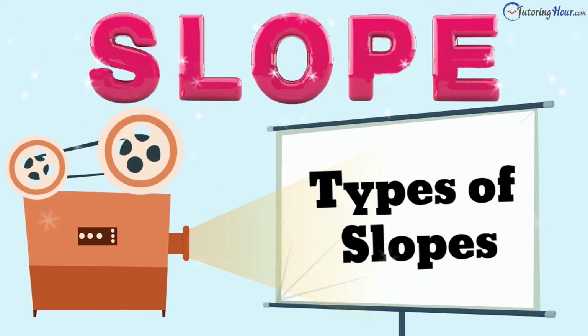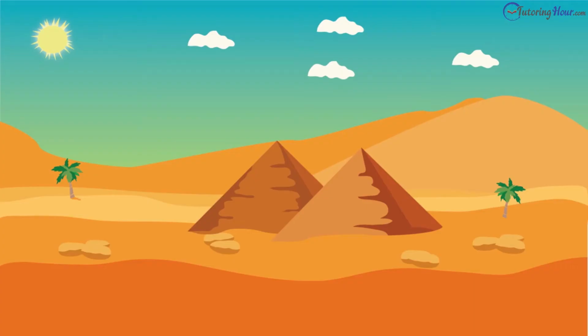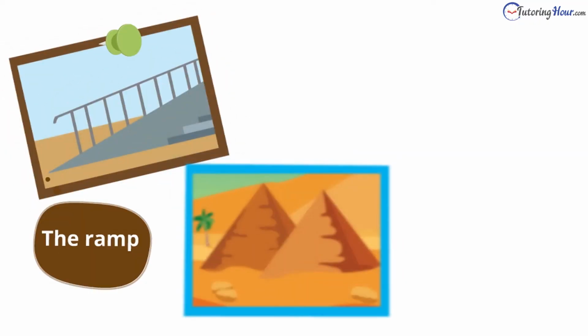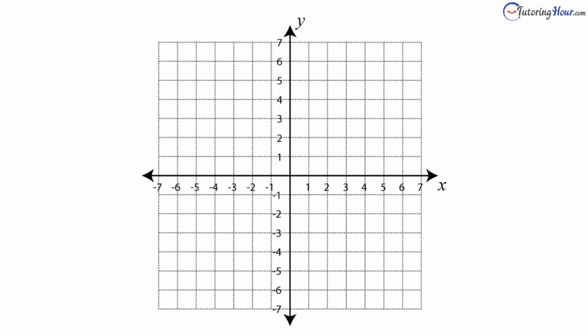But before we do that, let's take a look at the ramp, the pyramid, and the slide. All these are examples of slopes. Mathematically speaking, a slope or gradient is a number that describes the steepness of a line.